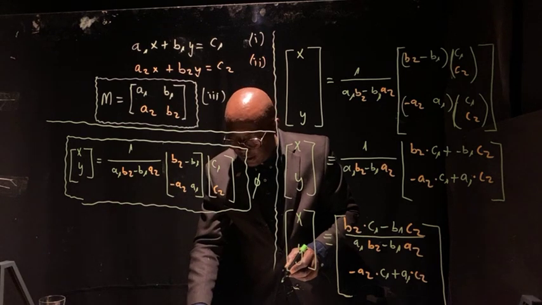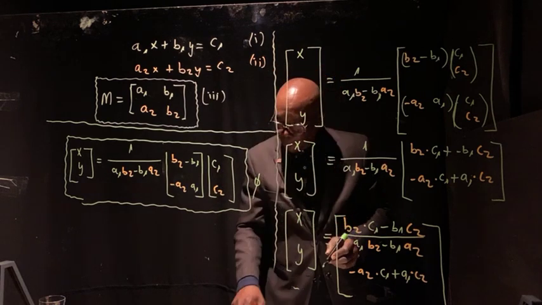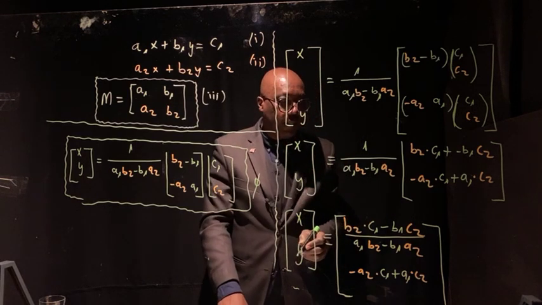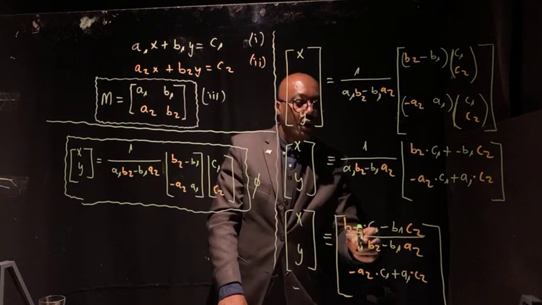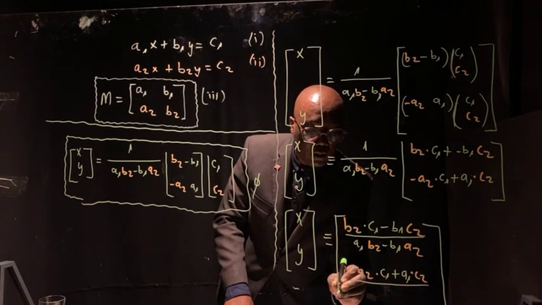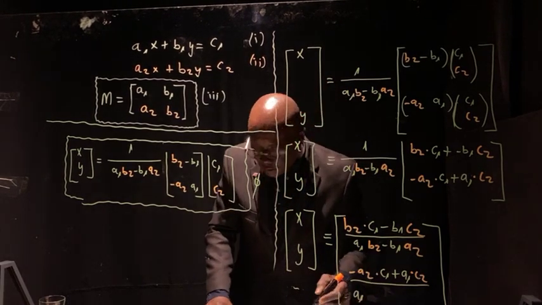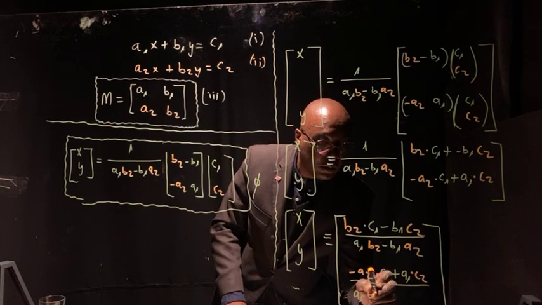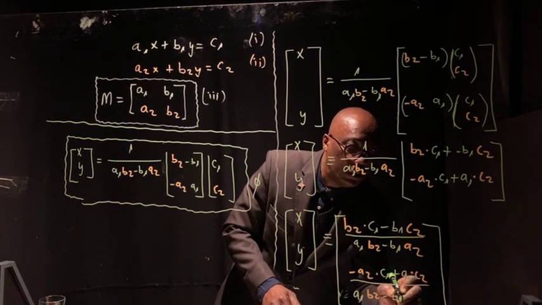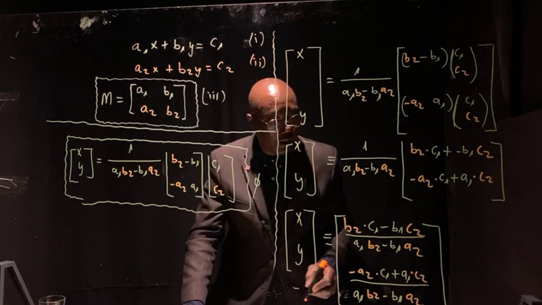You can see it. So what do I do? Oh, no. All over a1 b2 minus b1 a2. I think you can see it. Yeah, you can see it.